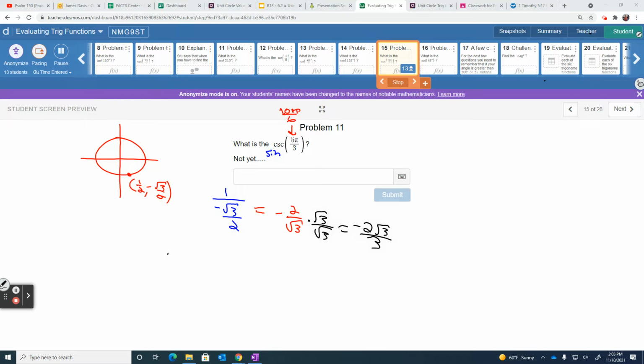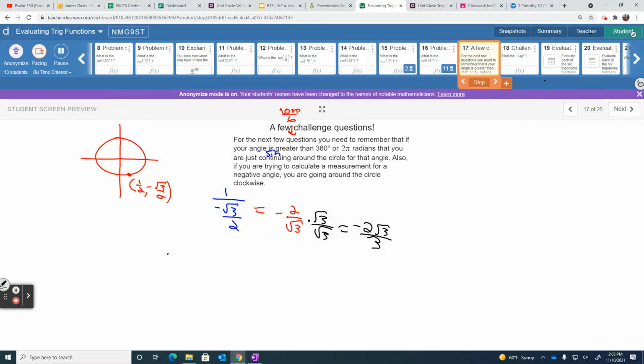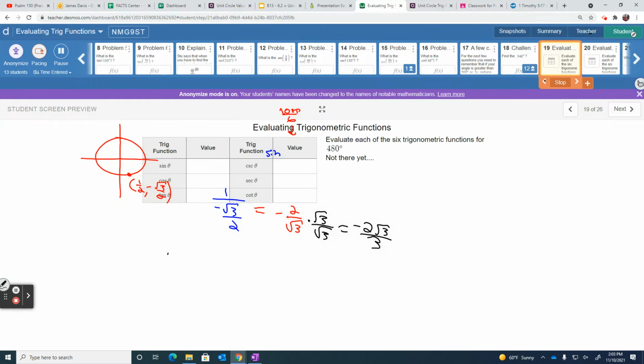All right, and the thing that we're going to add to this today is we're not just going to do 1, we're actually going to do all 6 of the trig ratios. We're going to skip a few here.